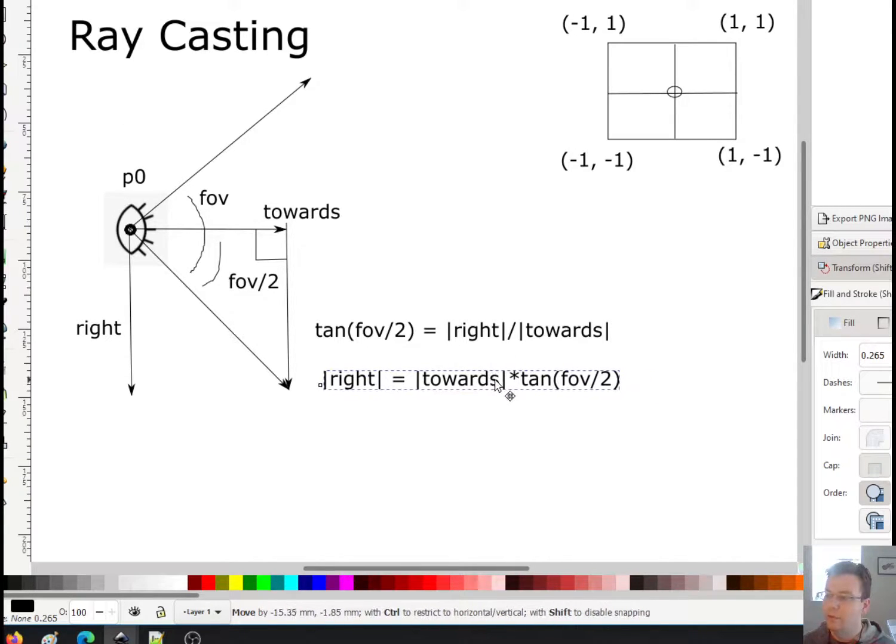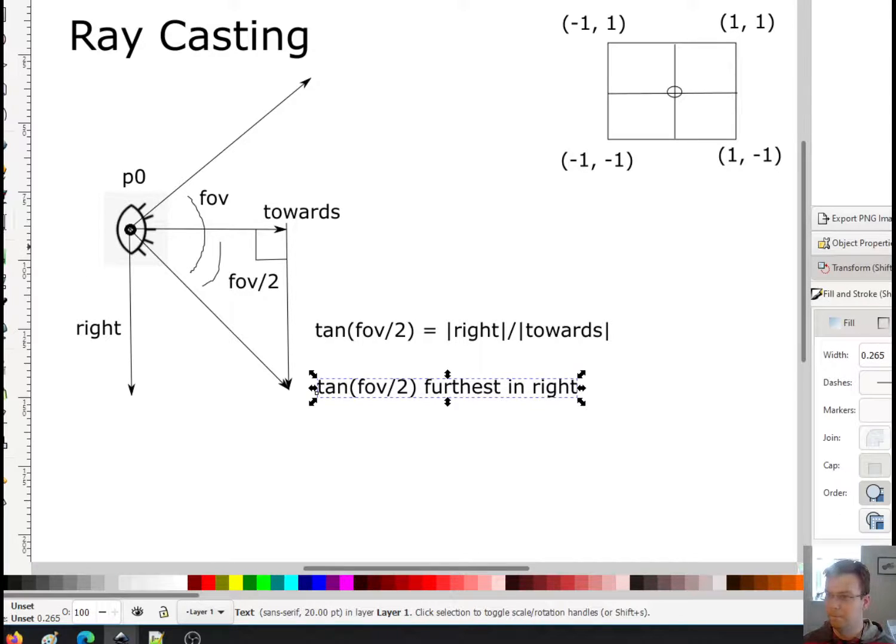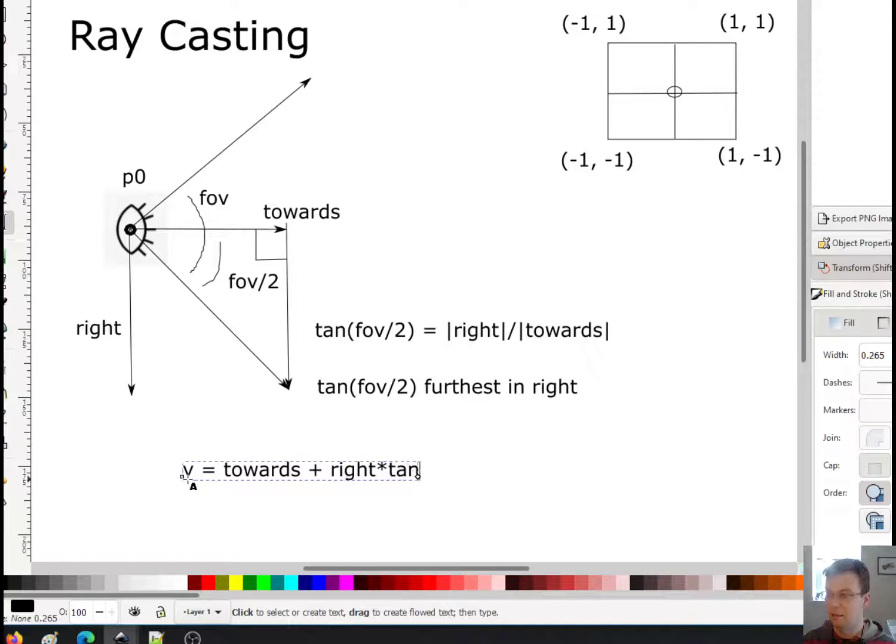Okay, and we're going to say these are unit vectors. So the furthest along I can be along right is just 1 times the tangent. So the tangent of field of view over 2 is the furthest I can be in the right direction. So I'll set up a unit vector in the towards direction. So my final direction vector is going to be towards, assuming towards is a unit vector, plus right vector times the tangent of field of view over 2.